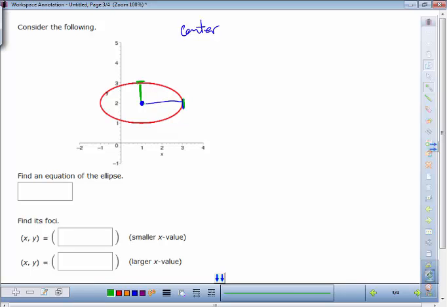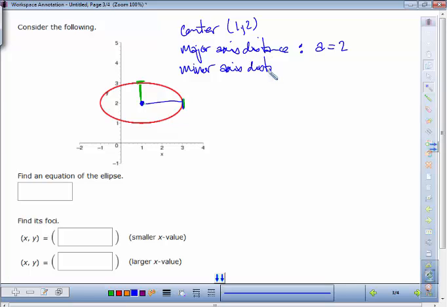So what is the center? Looks like it's 1, 2. And the major axis distance, I'm going to go ahead and call this A. And you said it was 2, yeah? And the minor axis is going to be 1 unit. Well, I think I have everything for the ellipse.